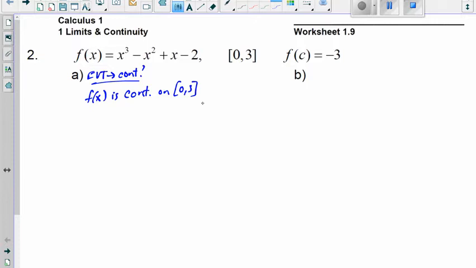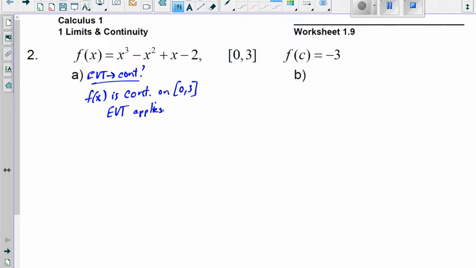You don't have to do a proof or anything. So f of x is continuous on 0 to 3. Our conclusion: the EVT applies to this situation. That would just be like saying it's continuous, so we'll be able to have a maximum and a minimum value on there somewhere. It didn't ask us to find it though, that's for later.